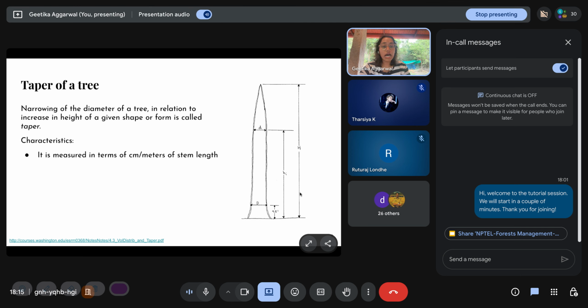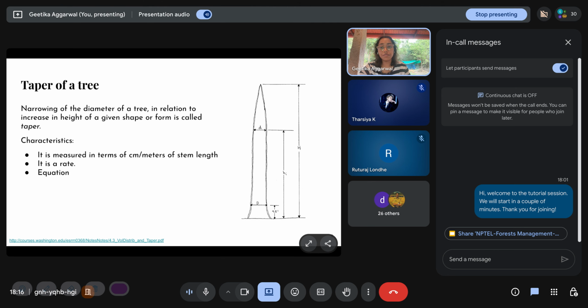So if you're measuring height in meters and diameter in centimeters, it could be that. Otherwise, it's a dimensionless quantity, because both of these are just measures of length. This could also be in meters, and then it's a dimensionless quantity. It's just the rate of decrease of diameter as we go higher in the height.